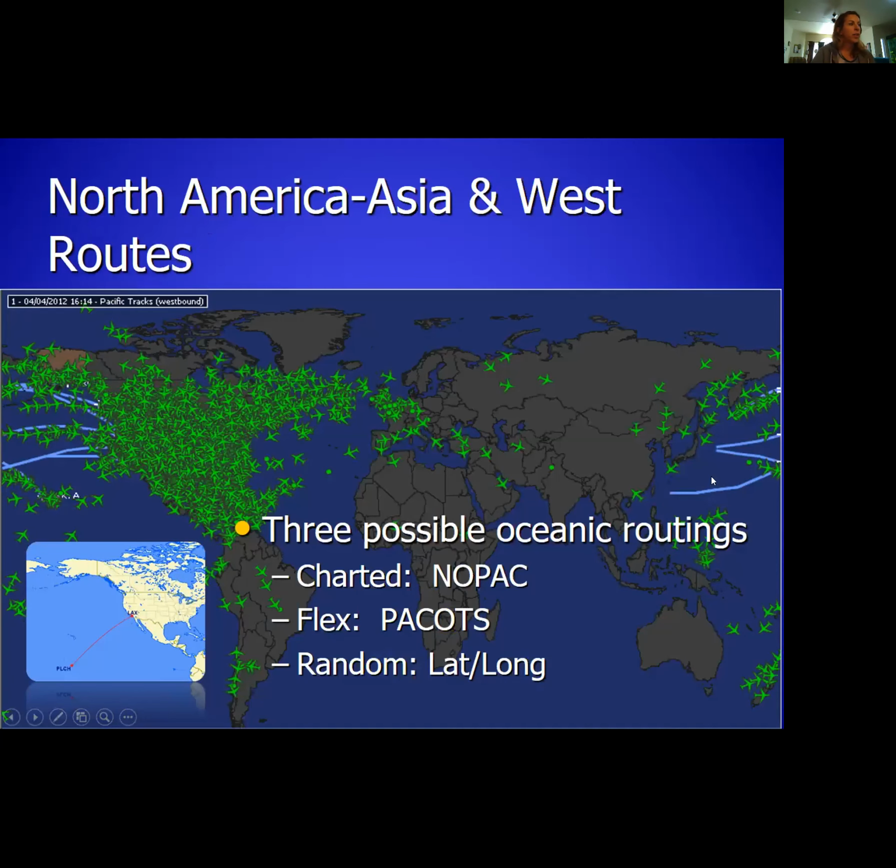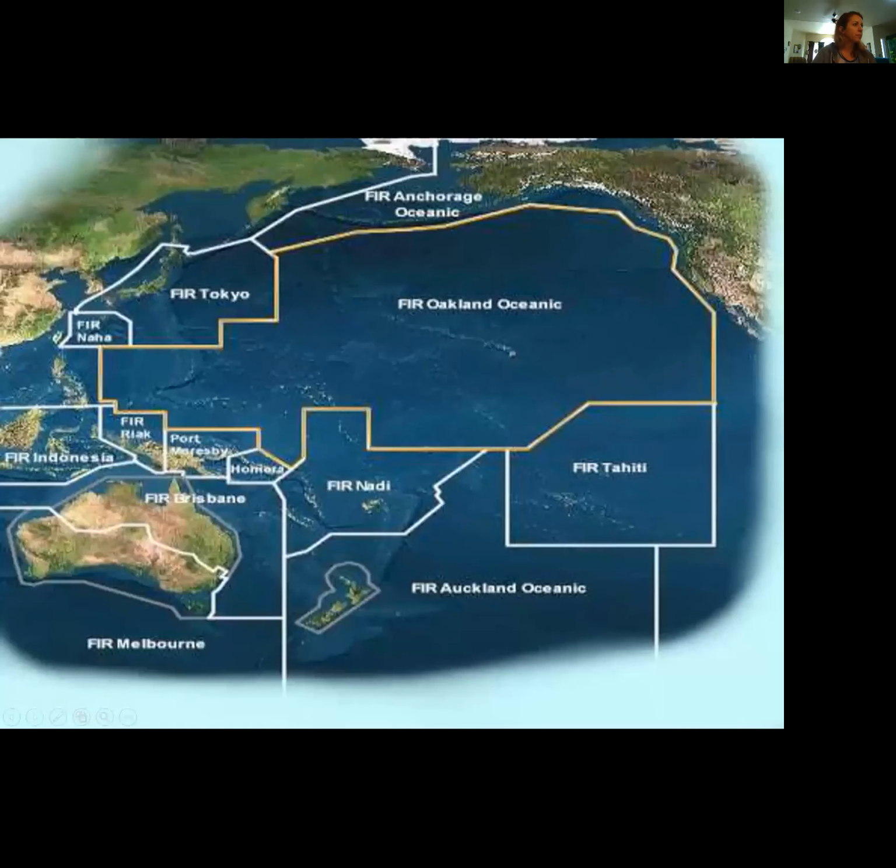There are 3 possible oceanic types of routing: the charted or NOPAC, the flex or PACOTS, and the random or lat-long. And this, of course, is over North America, Asia, and West routes. Here you see a really blurry picture, for some reason it turned out blurry, of all the oceanic FIRs, which basically means this entire region on this side all belongs to Oakland, this all belongs to Tahiti. It's national airspace in the air, I mean national borders in the air.